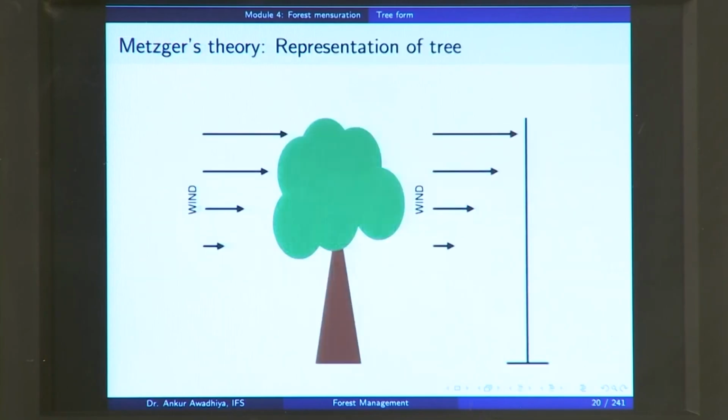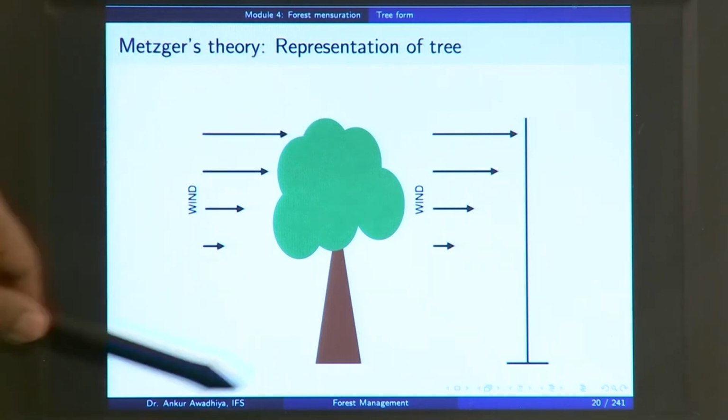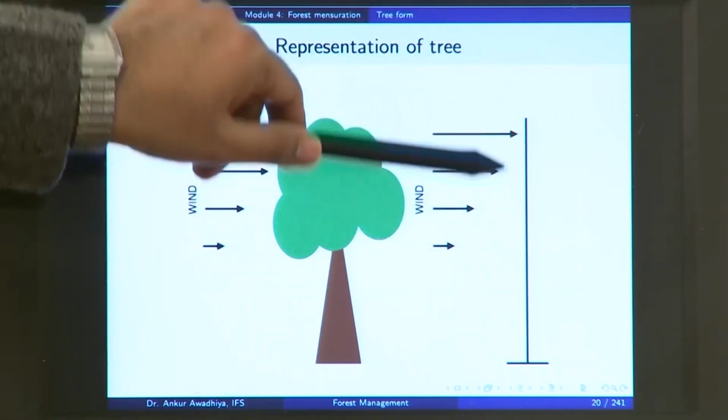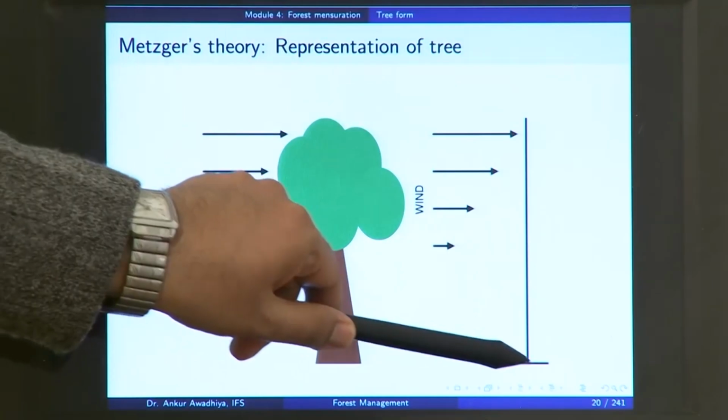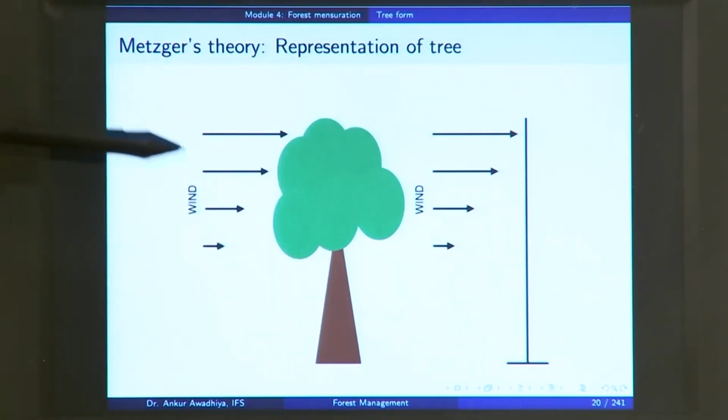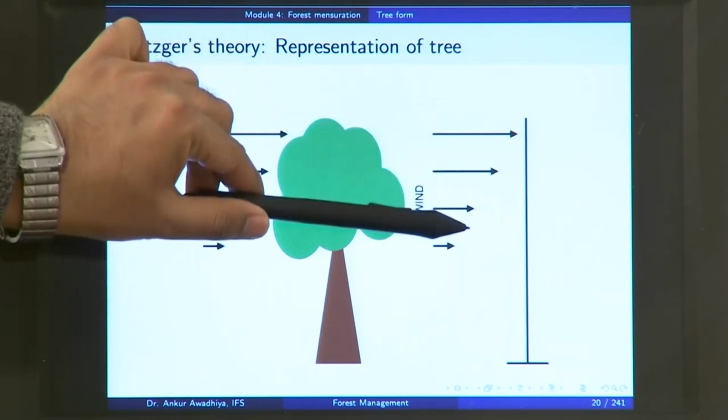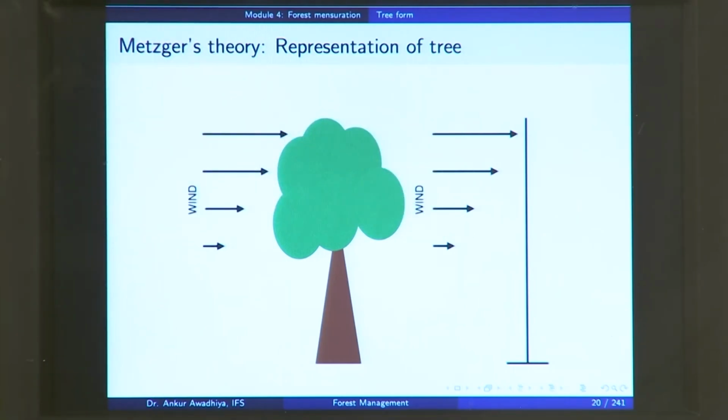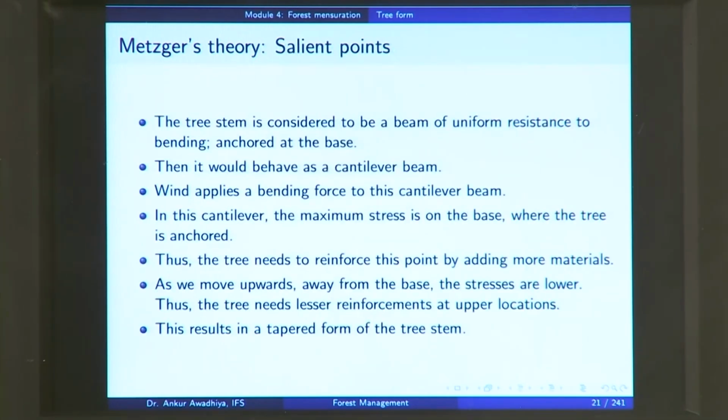Now, Metzger's beam theory represents a tree as a straight line. So, here you have a tree, and in this theory we represent it as a straight vertical line, and here is the ground, and because any tree will be facing some amount of wind pressure, we are representing that wind here in this tree as well. So, how does Metzger's theory explain the form of the tree?